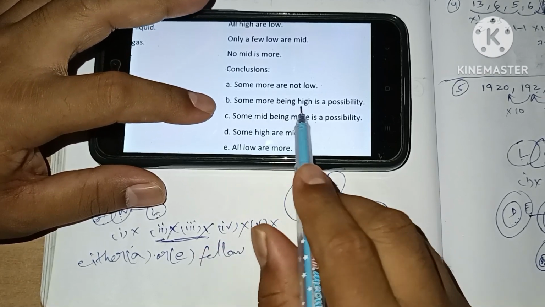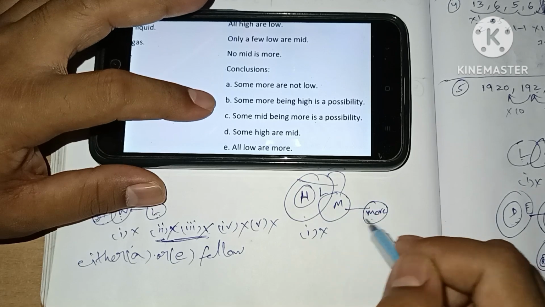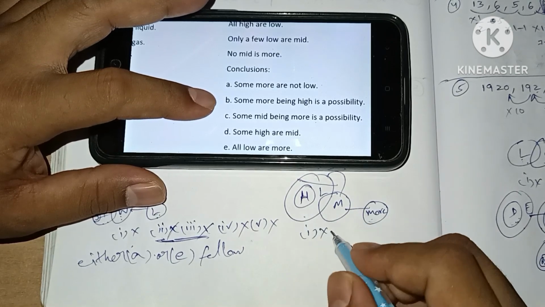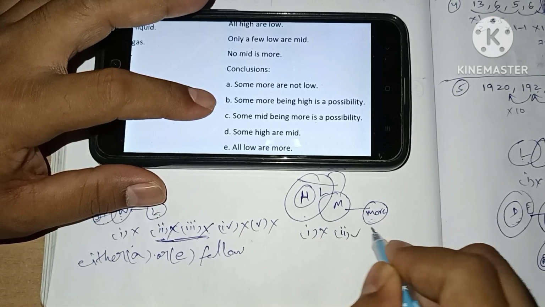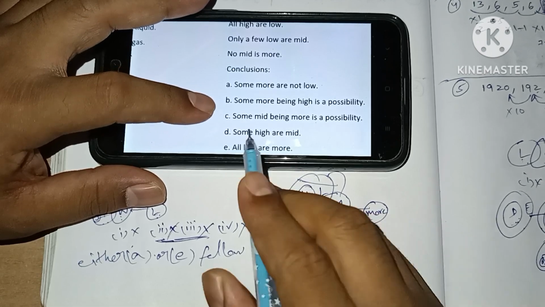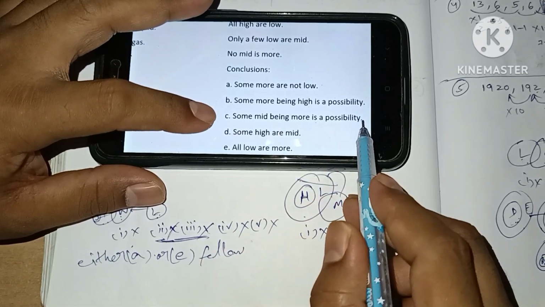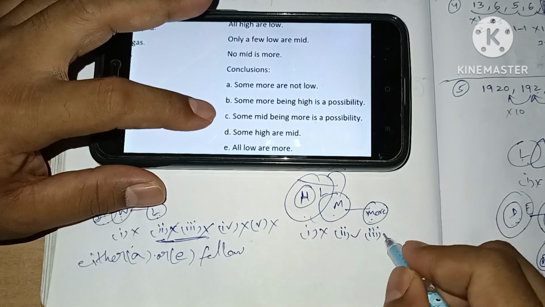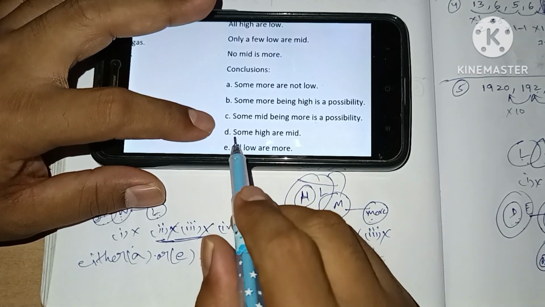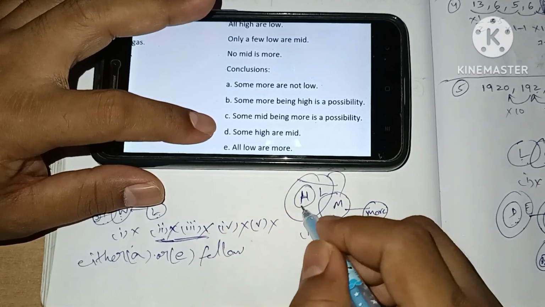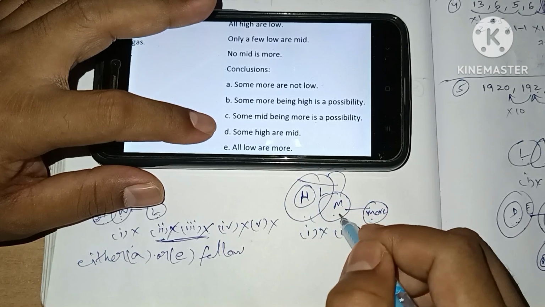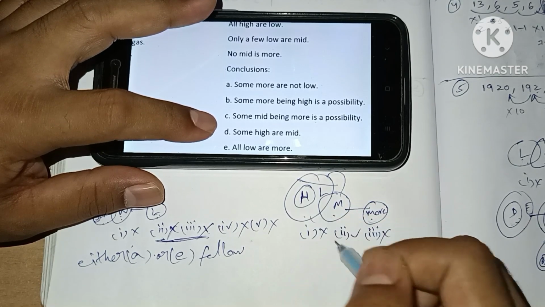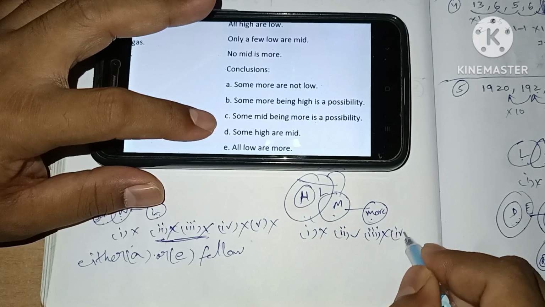Some more being high is a possibility. Some part of more can share with the high. It is possible. So second conclusion is true. Third one. Some mid being more is a possibility. Some part of mid can share with the more. No, it is not possible. So third conclusion is false. Some high are mid. Some part of high are sharing with the mid. It is not sharing. So fourth conclusion is false.